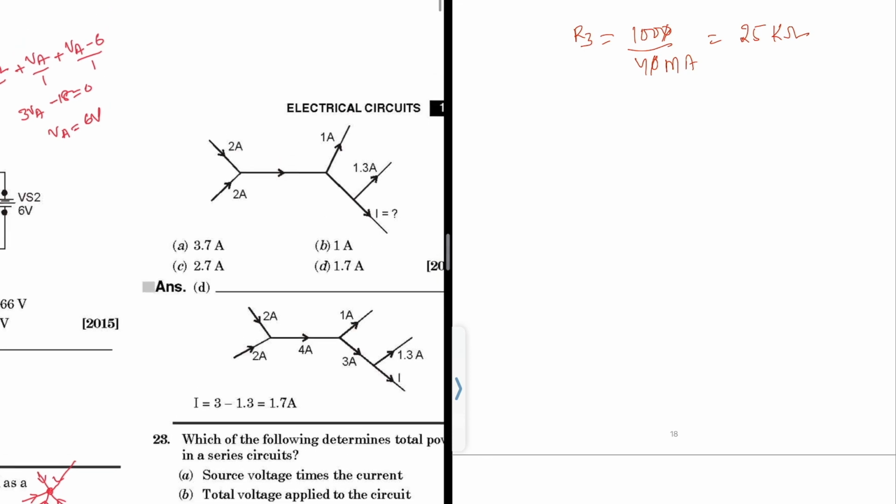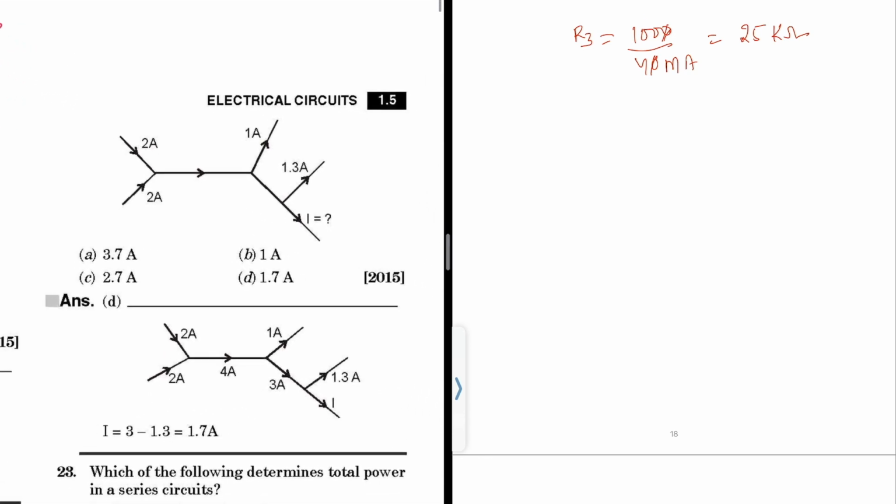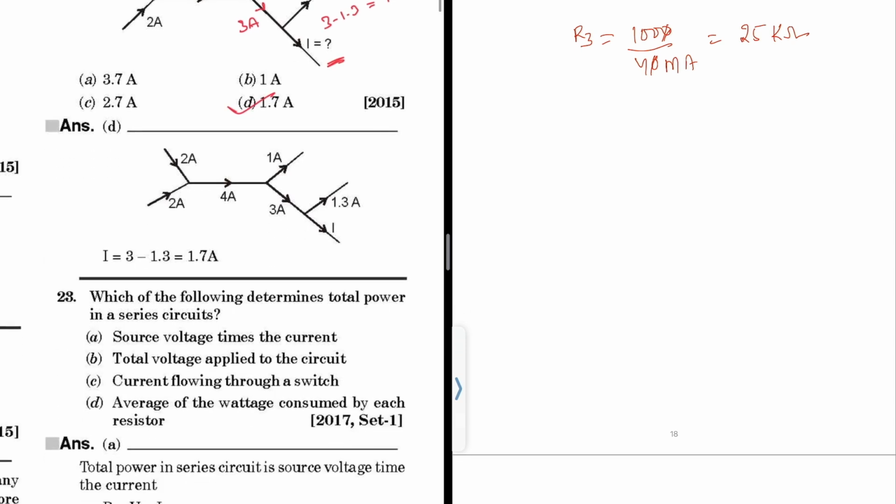So coming to the next question. They want the current I here. So if you see, 2 and 2 are coming, it will go here as 4 amp. So 4 is coming, 1 is going up, so it will be 3 amp. So 3 is coming, 1.3 is going up. So 3 minus 1.3 equal to 1.7 ampere. So option will be D.